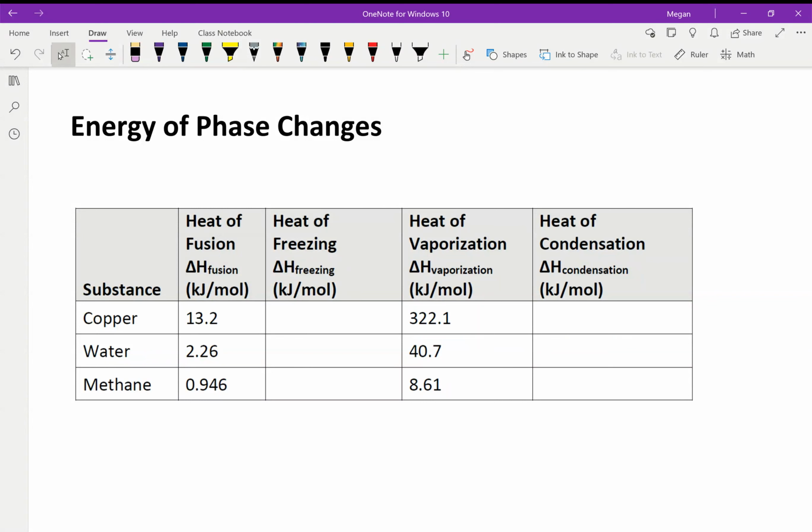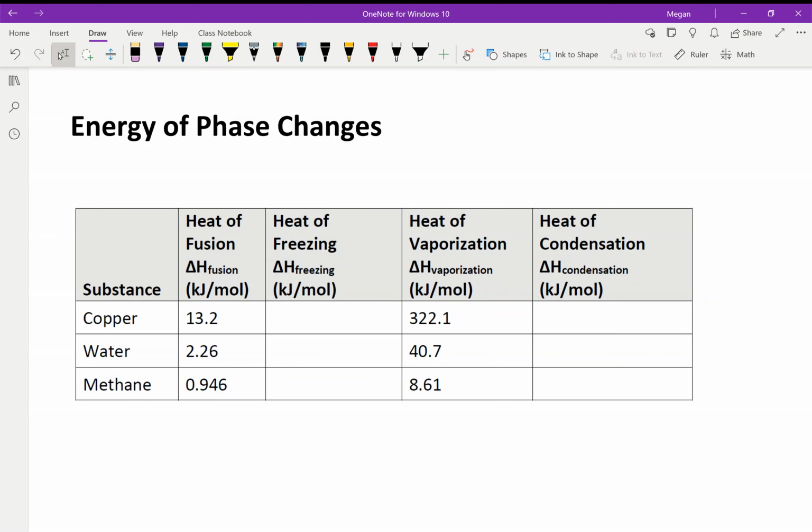So imagine a phase change of a substance such as water. When that liquid water is vaporizing and turning into a gas, those particles are gaining energy so that they can overcome intermolecular attractions and break those attractions and turn into the gaseous state. So that process requires energy.